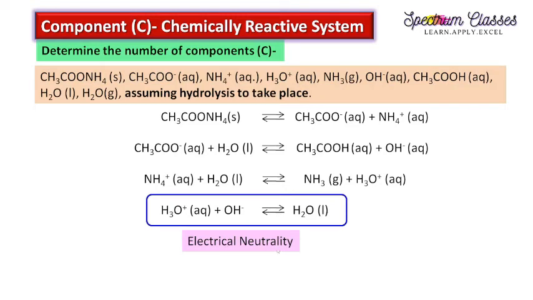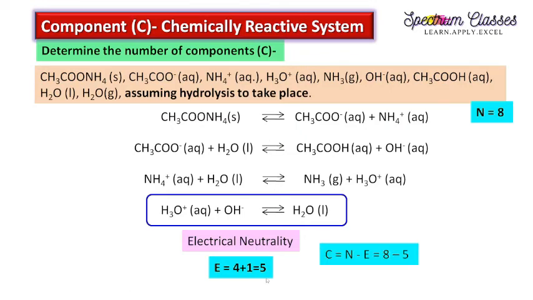And one is the electrical neutrality. So in this way, 5 equations exist. Number of species is 8: 1, 2, 3, 4, 5, 6, 7 and 8. Number of equations is 4 equilibrium plus 1, which is 5. In this manner, number of components is equal to number of species minus number of equations, which is 8 minus 5, equal to 3. So it is a 3 component system.